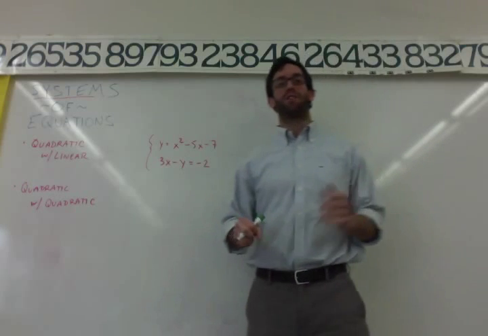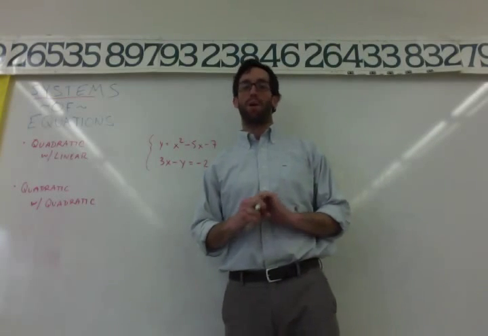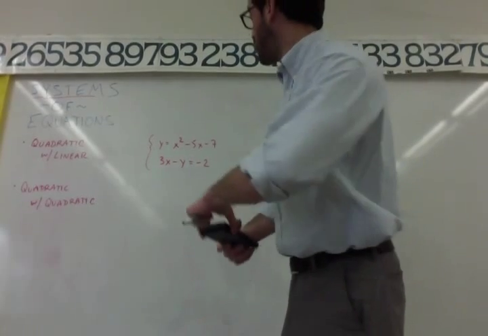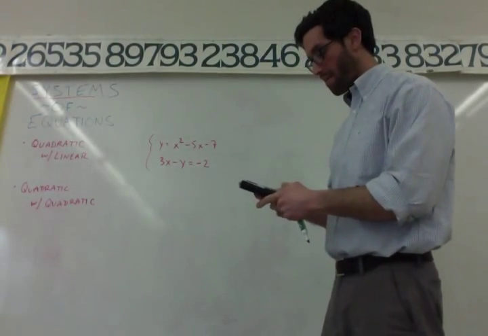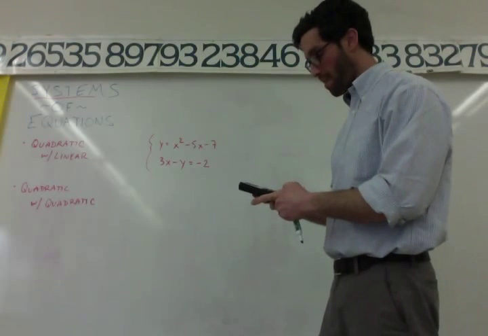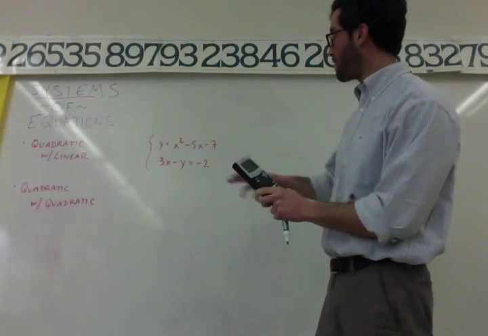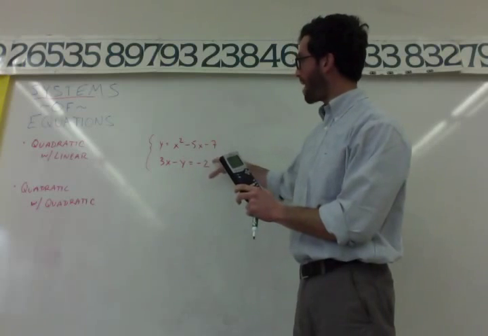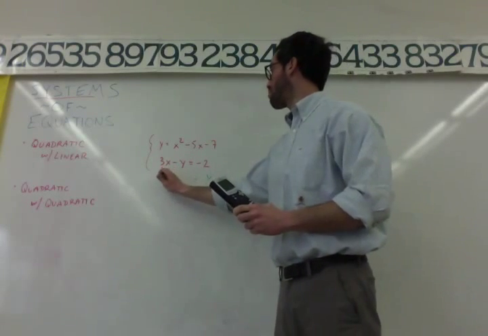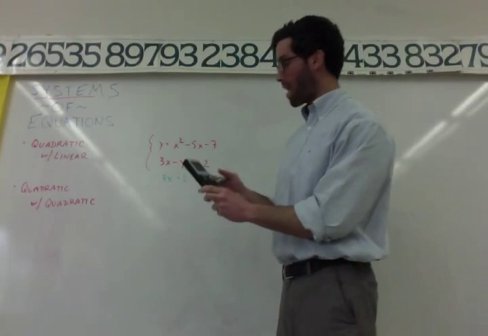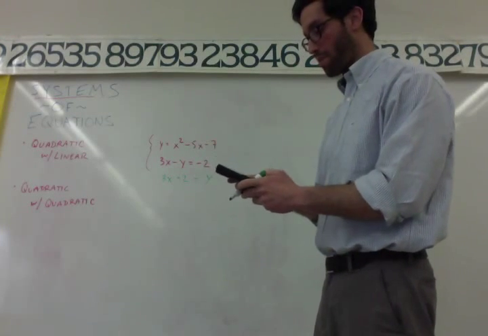Okay? Again, always a good idea to use your graphing calculator. Okay, we can quickly graph these two on the calculator. X squared minus 5x minus 7. And for the other one, of course, we'd have to solve this for y. So I would just add y and then add the 2. So we have y equals 3x plus 2. And I would just type in 3x plus 2.